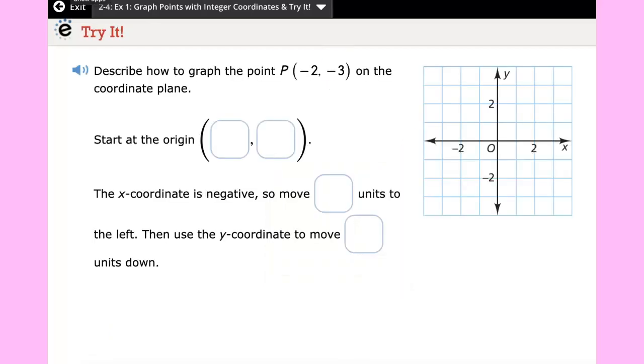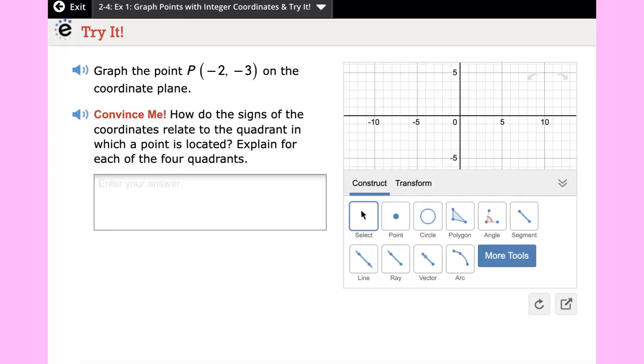All right, let's try this. On the board, who could write the answer? Describe how you graph the point (-2, -3) on the coordinate plane. Start with the origin. The x-coordinate is negative, so move how many units to the left, and then you move how many units down. Here's your next example. I'm gonna go around and help you guys and work on it. So let's just do this one in your notebook, okay?